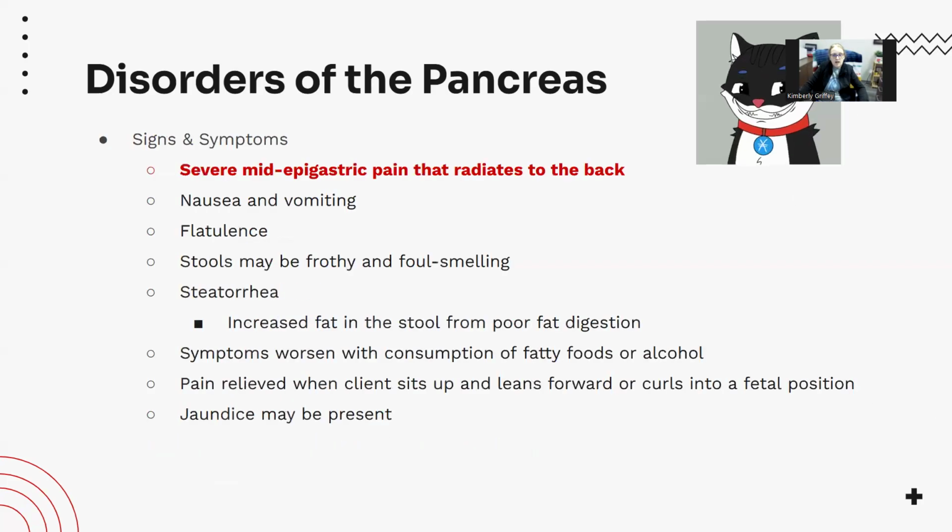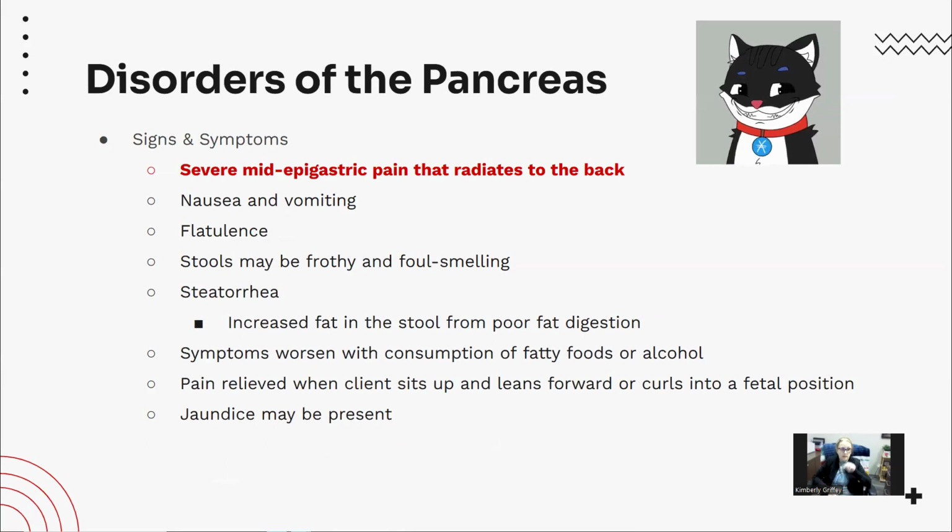These patients are going to have severe mid-epigastric pain that radiates to the back. It can be upper abdominal pain that radiates to both sides and straight to the back. You'll have nausea and vomiting, flatulence, stools may be frothy and foul smelling. They can have steatorrhea, or an increase in fat in the stool from poor fat digestion. So steatorrhea will look almost like you'll have oil rings in the stool.